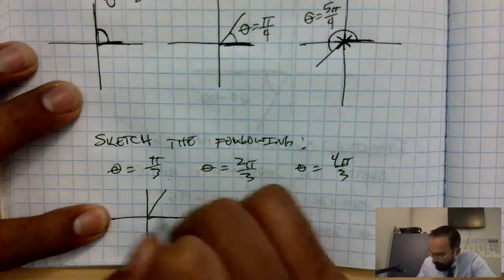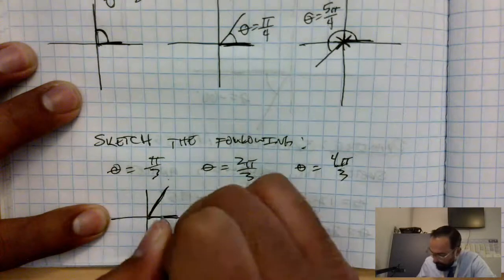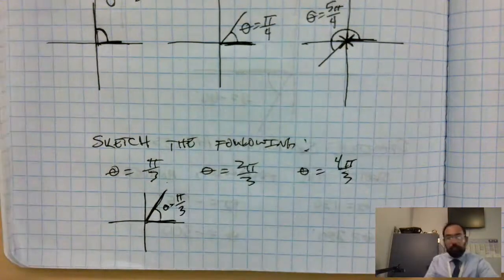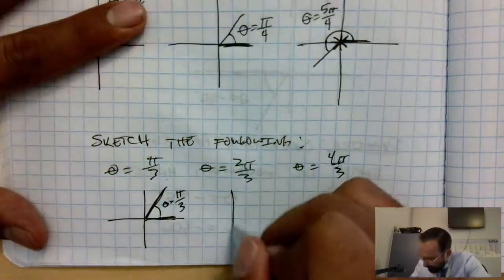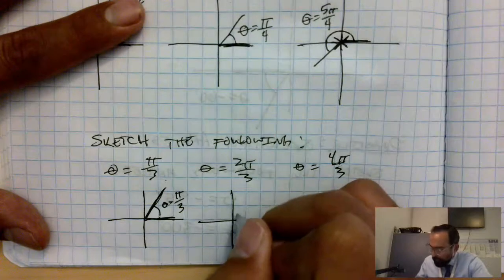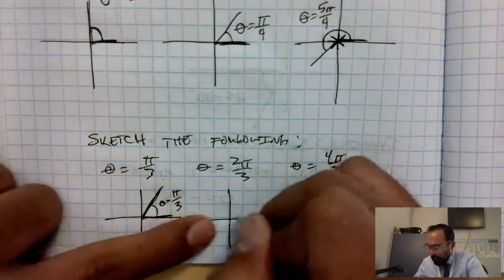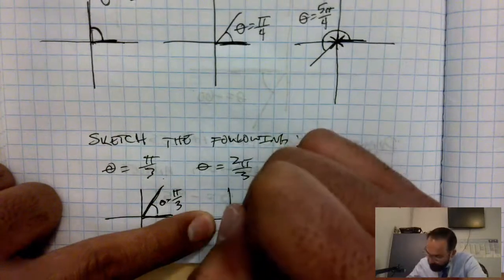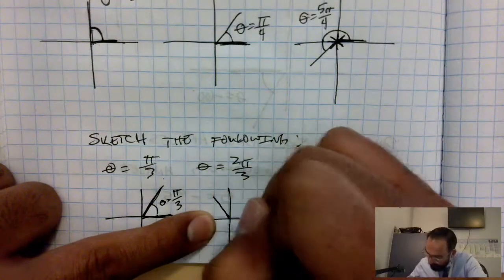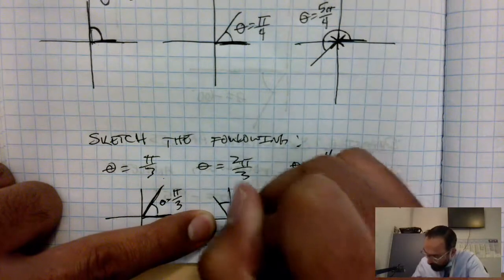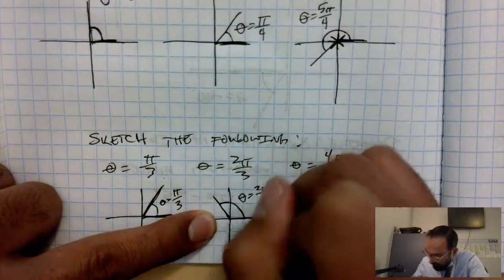So from here, my initial side, to here is going to give me pi over 3. Alright, my second one, 2 pi over 3. Now I'm going 1, 2. If I split pi up into 3 sections, my second section would land somewhere over here. So that angle formed would be 2 pi over 3.